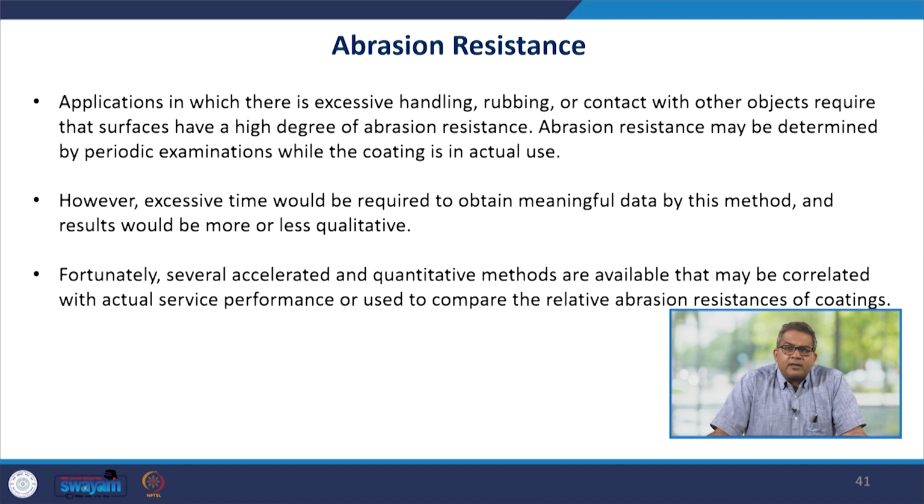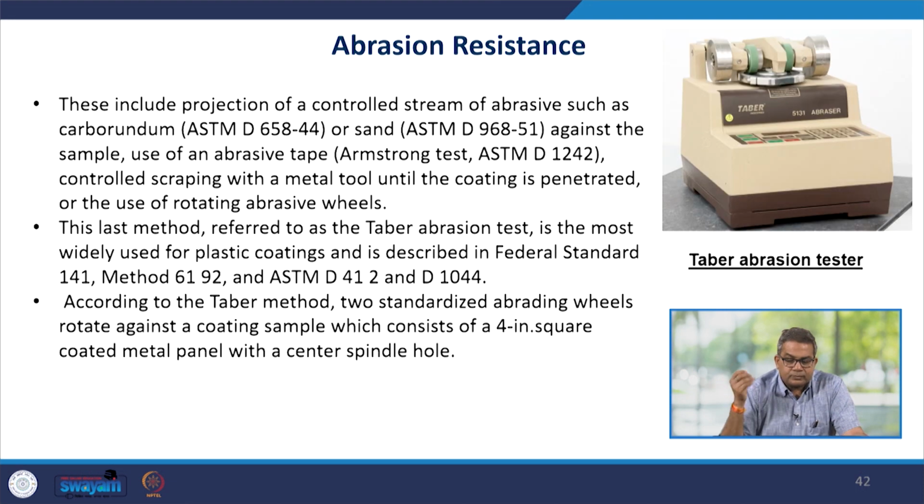Now, abrasion resistance. In applications in which there is excessive handling, rubbing, or contact with other objects, this requires the surface to have a high degree of abrasion resistance. This may be determined by periodic examination while the coating is in actual use. This includes the projection of a controlled stream of abrasive such as carborundum or sand against the sample. Now, here is the Taber abrasion resistance test. This method is the most widely used for plastic coatings and is described in various standards.